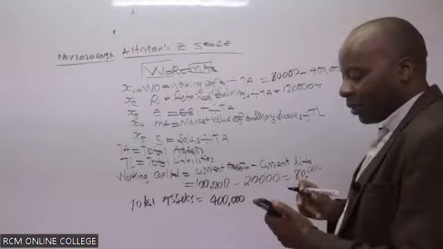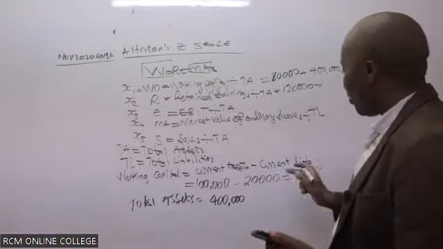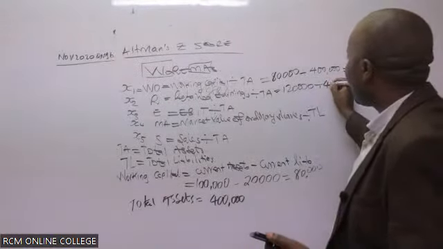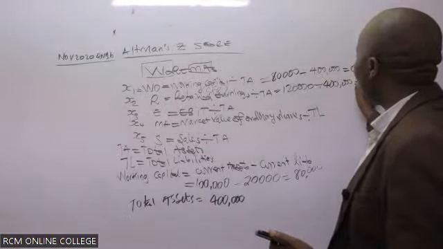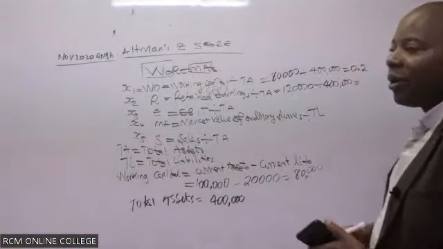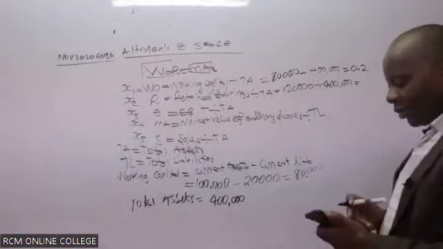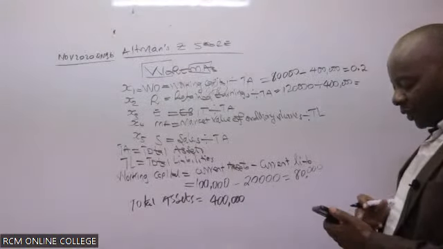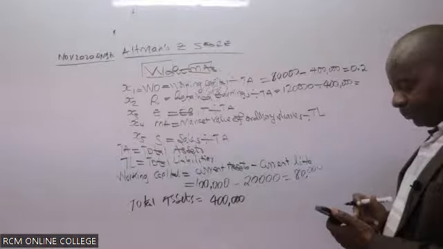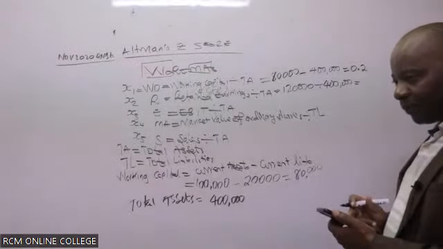Total assets in this question, we already know, is 400,000. So could you kindly give me this figure? 120,000 divided by 400,000 will give me what figure? 0.3.